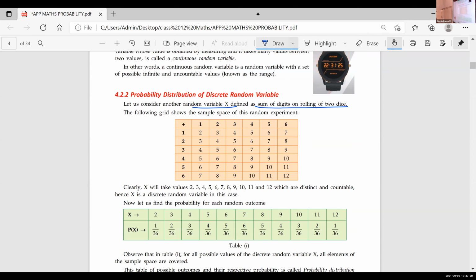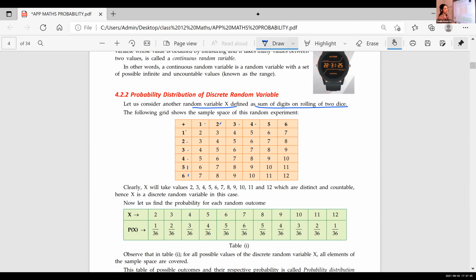Defined as sum of digits. Okay, we throw dice, sum of digits on rolling of 2 dice. We roll 2 dice and we are discussing about the sum of the digits. When you roll 2 dice, what are the possibilities? The first die you will get 1, 2, 3, 4, 5, 6. Second die also will get 1, 2, 3, 4, 5, 6.